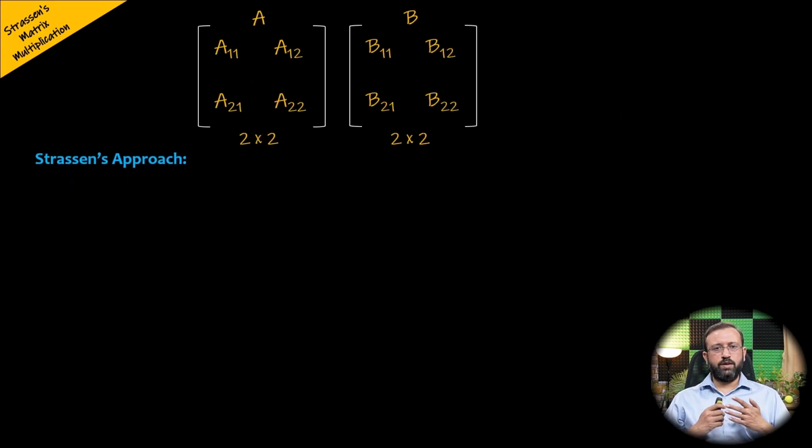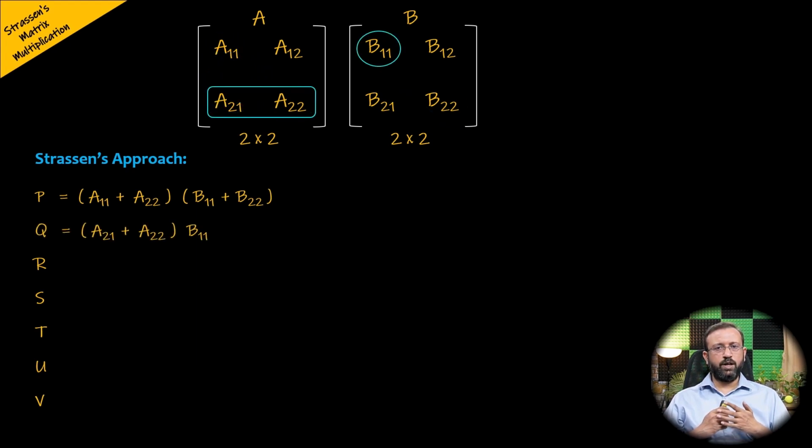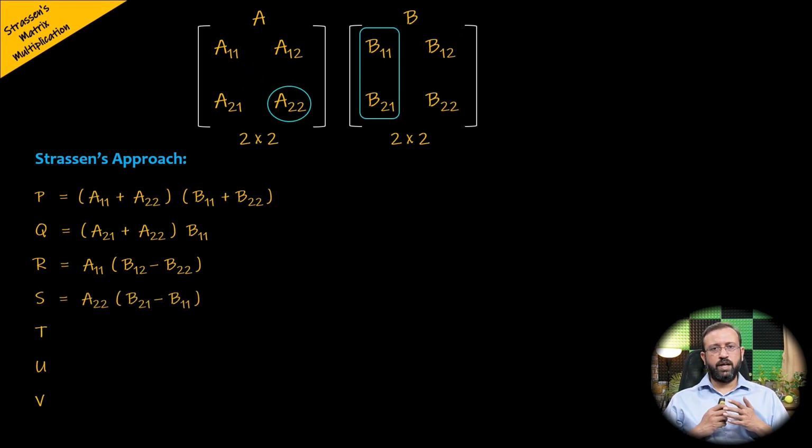Strassen's approach involves computing values for P, Q, R, S, T, U, and V. So let us look at what these are. Remember, we are performing Strassen's computation on a smaller problem, that is, on 2 by 2 matrices. P is the product of the sum of A11 plus A22 and the sum of B11 and B22. Q is the product of the sum of A21 plus A22 and B11. R is the product of A11 with B12 minus B22. S is the product of A22 and B21 minus B11.